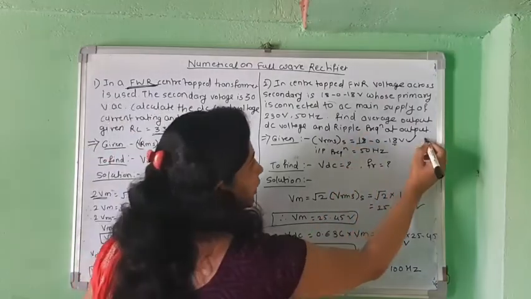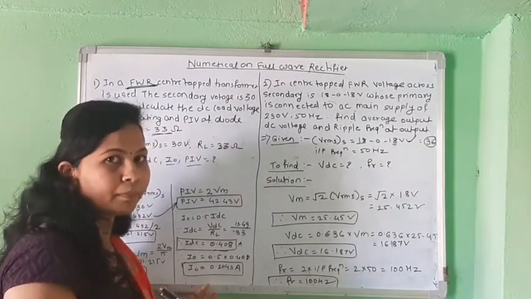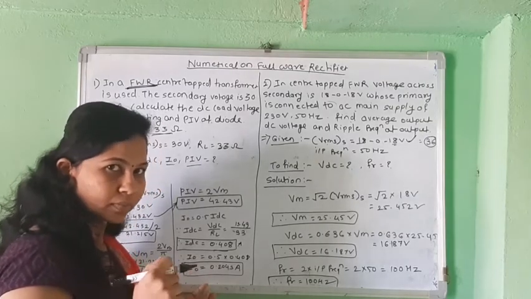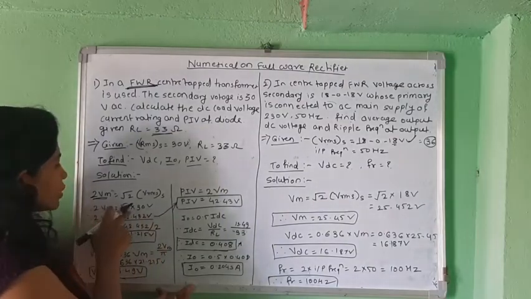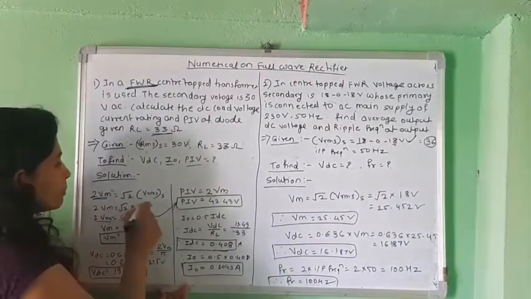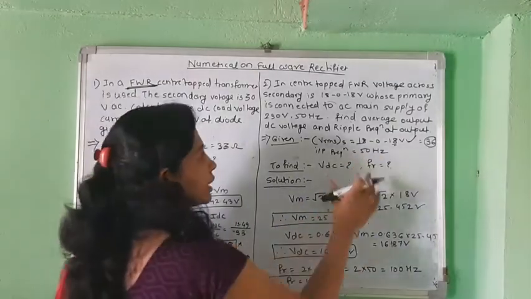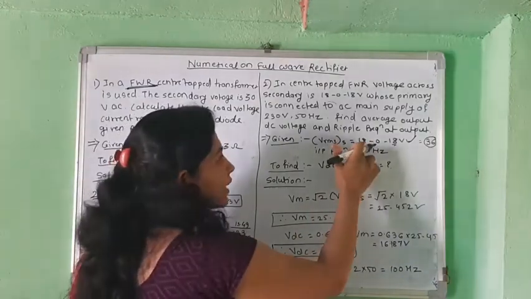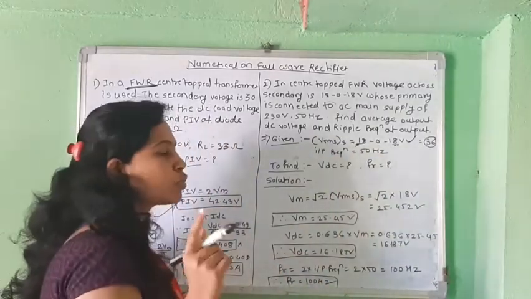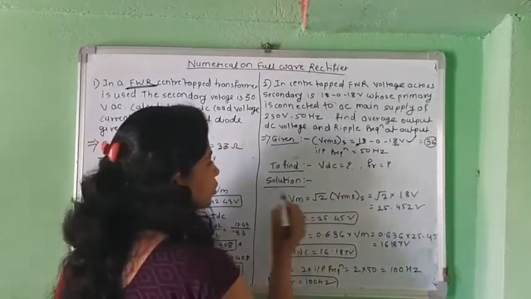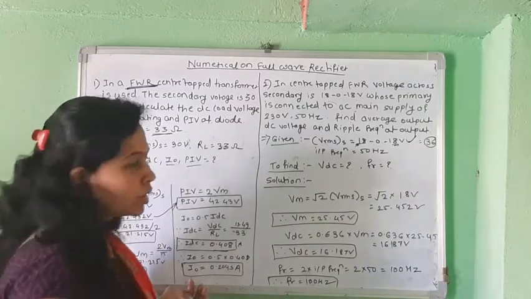If they give us 36, then we have to take the formula 2 VM equals root 2 into VRMS. That we took in the earlier numerical, where 2 VM equals root 2 into 36, because that value is the overall value, upper half plus lower half. But in this numerical they gave us a split value, 18 for the upper half and 18 for the lower half. So we'll take just one value and use the formula VM equals root 2 into VRMS across secondary. What we have to find?